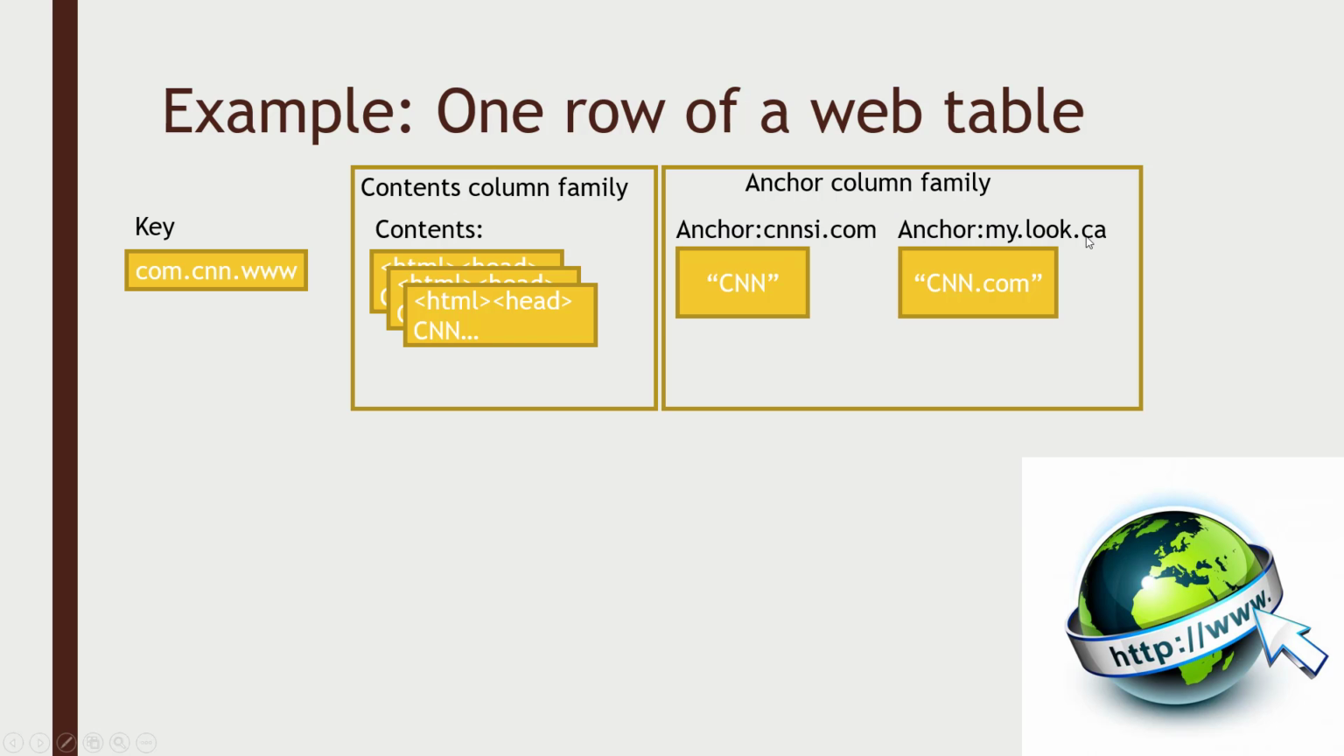And as another example, let's say a website called my.look.ca actually also linked back to CNN, but they actually linked the word cnn.com. There's an example of where we're storing anchor, the column family name, the actual website, and then the actual anchor text there. So you can see here that they have a column family that's just called anchor, but this column family can contain a huge number of columns, right? I mean, basically every website on the internet is a potential column under this column family.